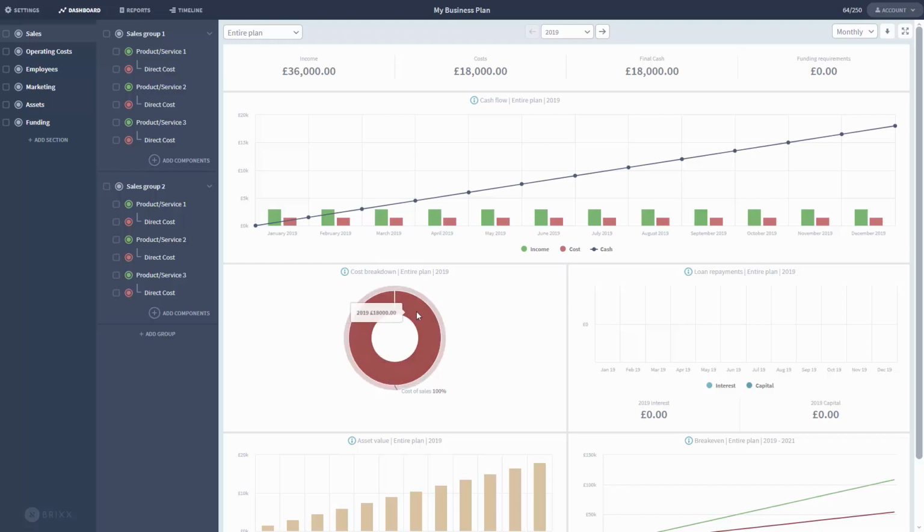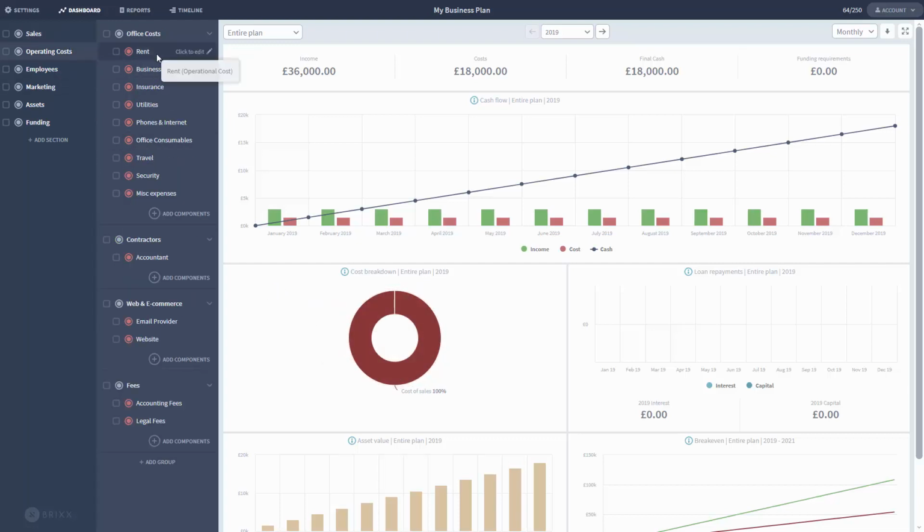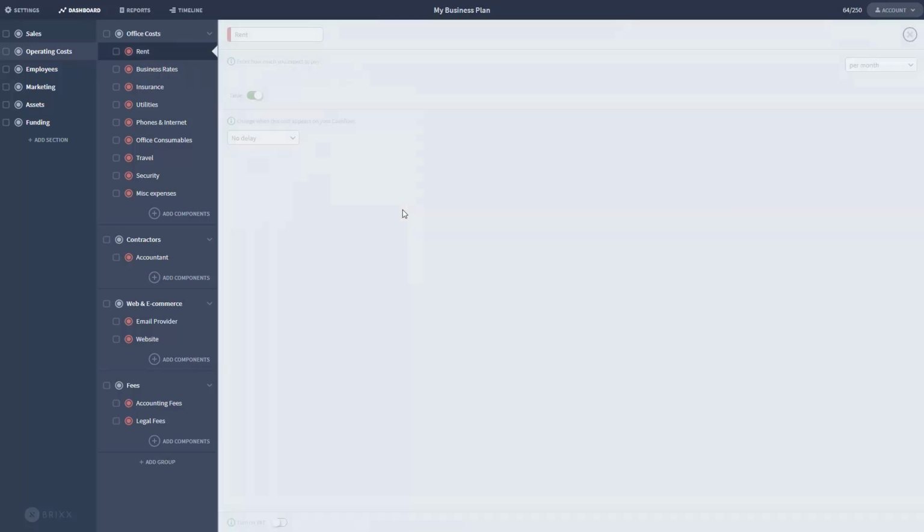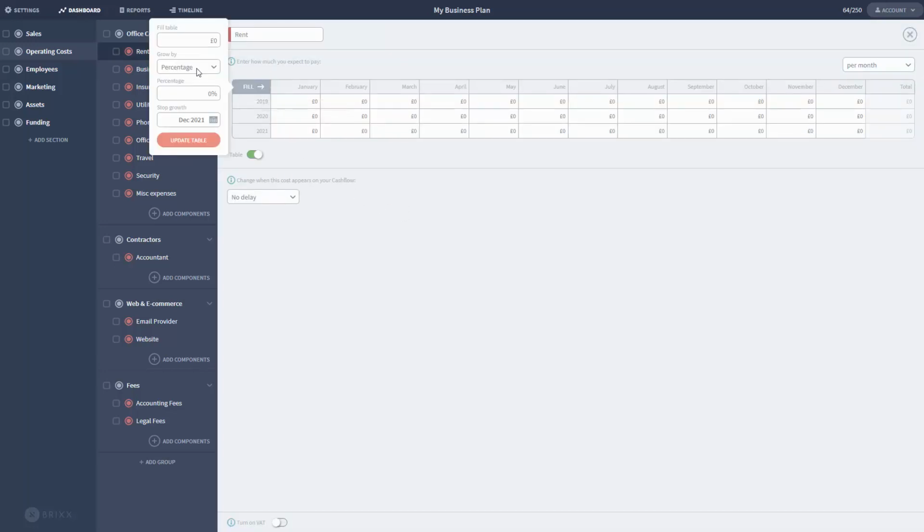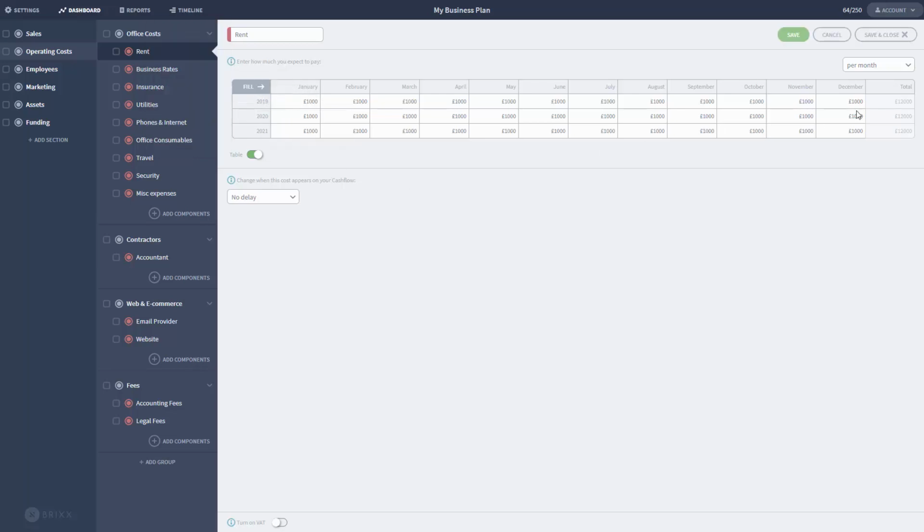Now what this chart is going to show is the breakdown of all the different types of costs in your business. So if I go back to my rent, which is a standard operational cost, I'm just going to fill this with £1,000 per month.